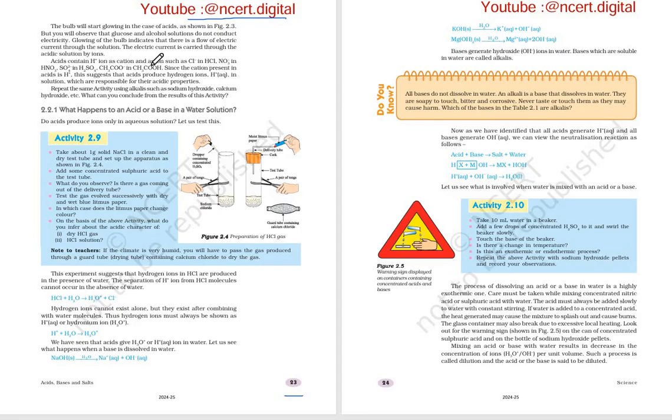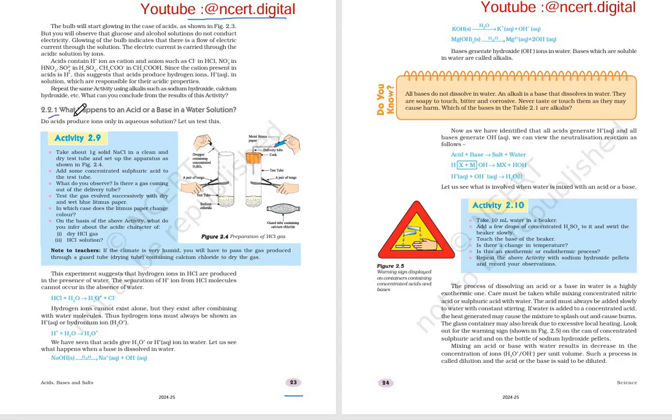Acids contain H+ ion as cation and anion, such as Cl- in HCl, NO3- in HNO3, SO4 2- in H2SO4, CH3COO- in CH3COOH. Since the cation present in acids is H+, this suggests that acids produce hydrogen ions, H+(aq), in solution, which are responsible for their acidic properties. Repeat the same activity using alkalis such as sodium hydroxide, calcium hydroxide, etc. What can you conclude from the results of this activity?